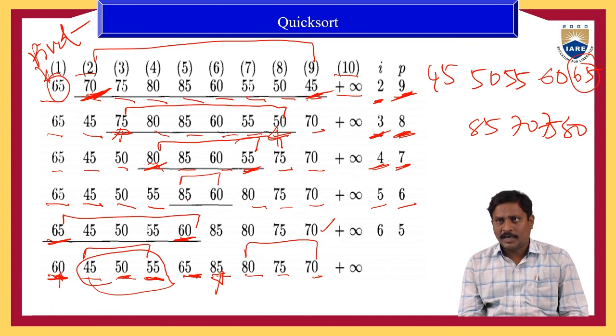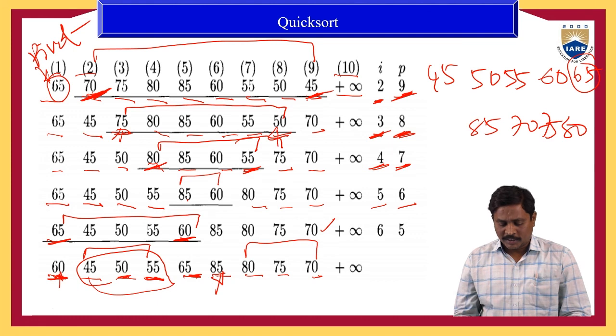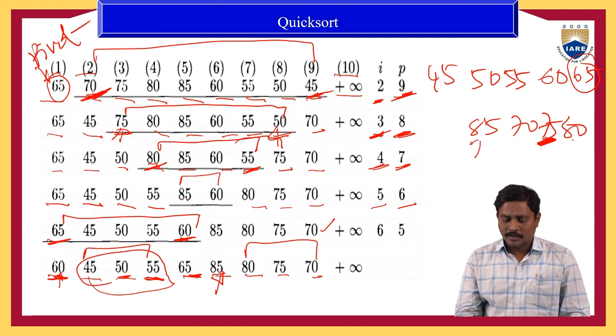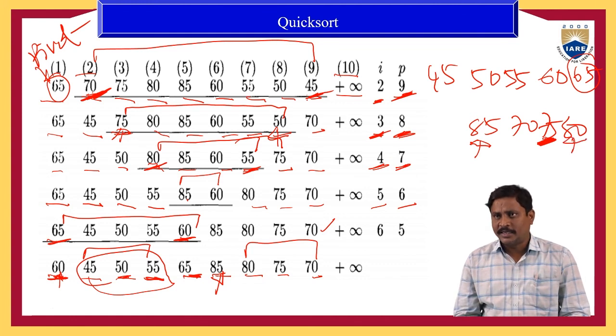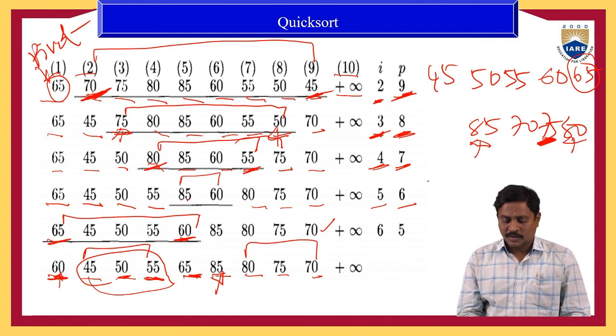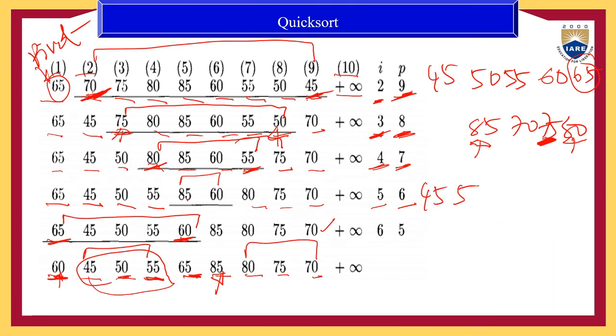Now we decrease the P value. Whenever I value increases and P value decreases, we get the eighth position value, that is 75. 75 is less than or equal to 75. Equal. So now come to the pivot element, which is compared with the highest position value. 85 less than 80? No. Interchange that value. After interchanging, we get the sequence as 45, 50, 55, 60, 65, 70, 75.